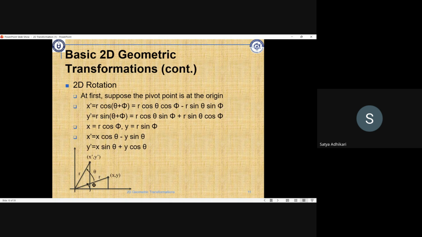Let us see 2D rotation. Suppose there is a point x, y. You see, there is a point x, y. Suppose this point is P, and we have to rotate that point anti-clockwise to P dash, x dash, y dash. Initially it was at x, y.